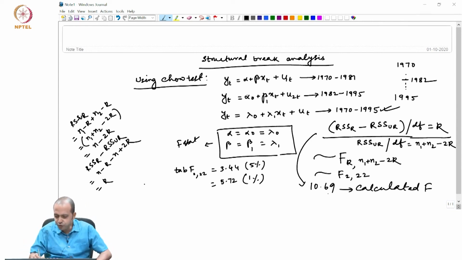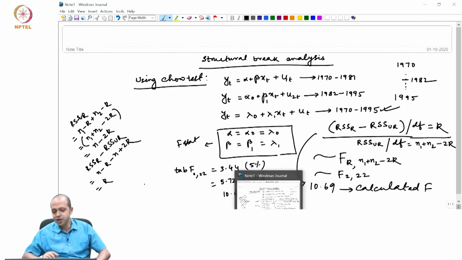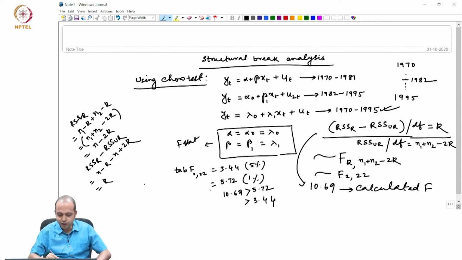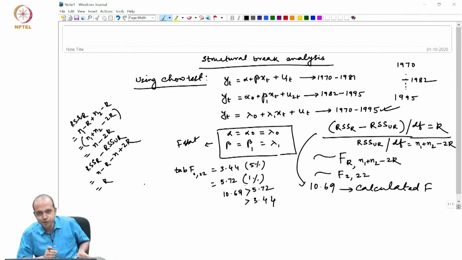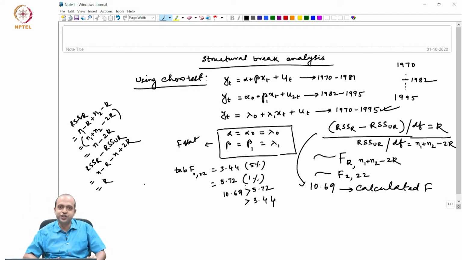So, that means 10.69 is greater than 5.72, as well as greater than 3.44. Okay. So, your calculated value is actually greater than the tabulated value, and then what will we do? If the calculated value is greater than the tabulated value, we have to reject our null hypothesis.